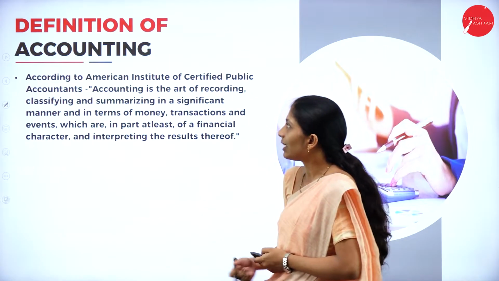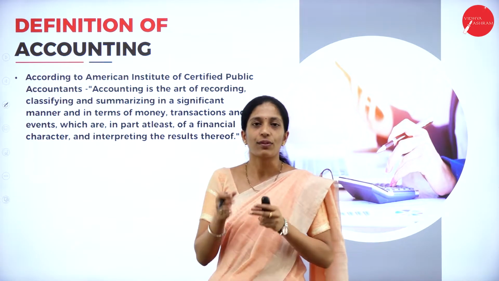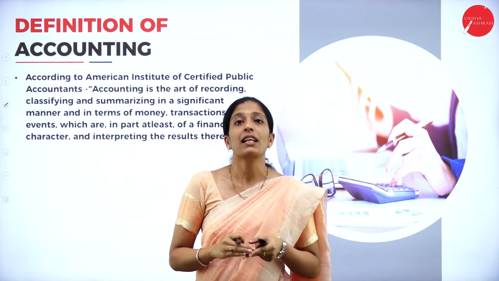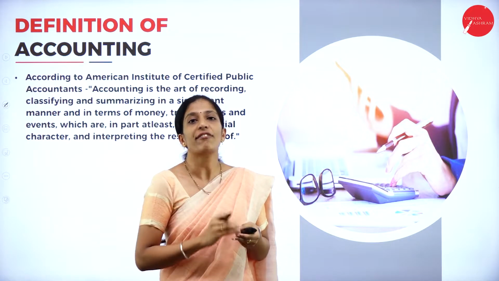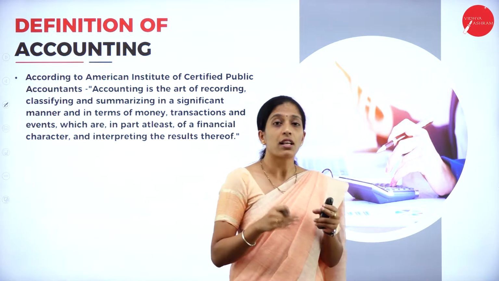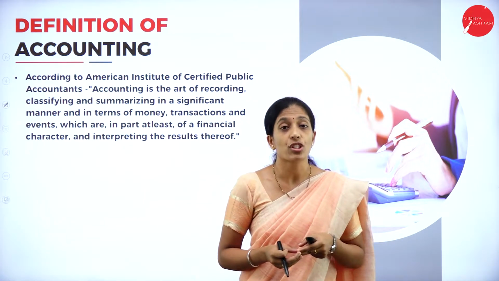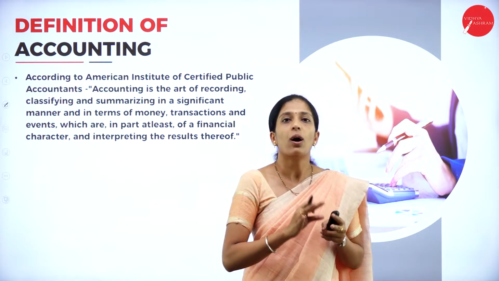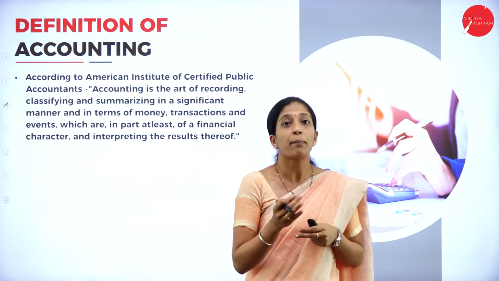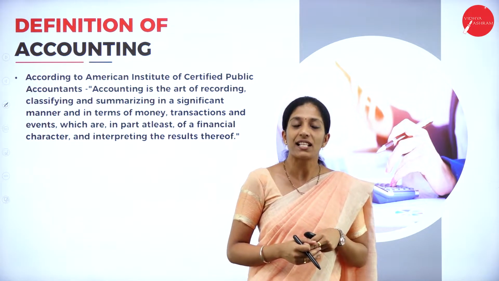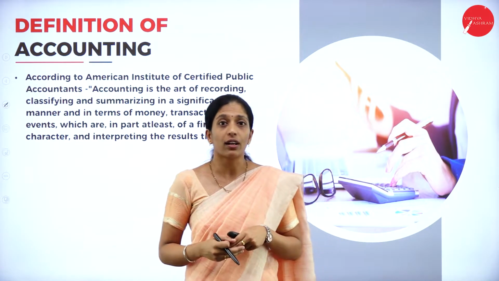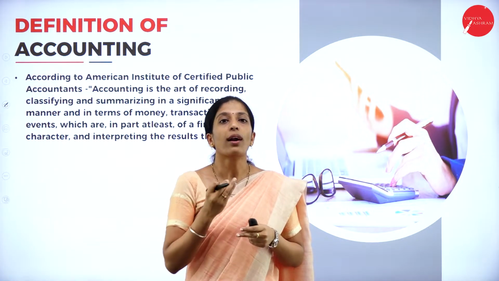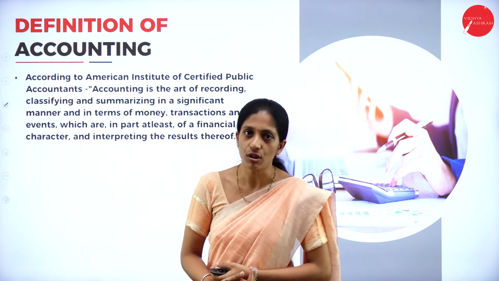Now let us see the definition of accounting. So we have to know what this accounting is. Normally accounting begins with identification of transactions. That is, what type of transactions we have to record in the books of account. So we cannot record all the transactions. There are a number of transactions that take place in a business, but we cannot record all of them. So we have to identify what type of transactions we have to record.